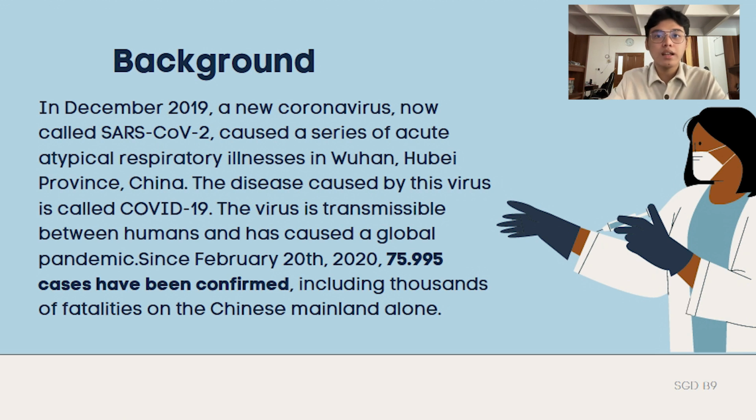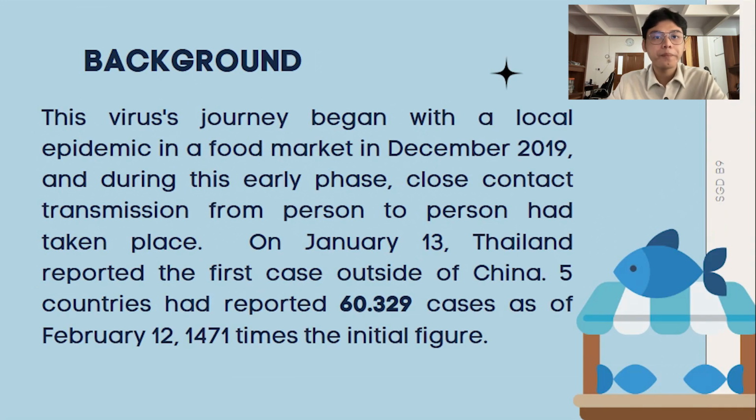In December 2019, a new coronavirus now called SARS-CoV-2 caused a series of acute atypical respiratory illnesses in Wuhan, Hubei province, China. The disease caused by this virus is called COVID-19. The virus is transmissible between humans and has caused a global pandemic. Since February 20, 2020, 75,995 cases have been confirmed, including thousands of fatalities on the Chinese mainland alone.